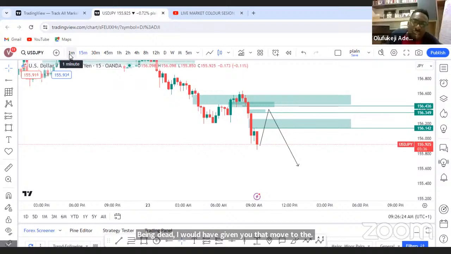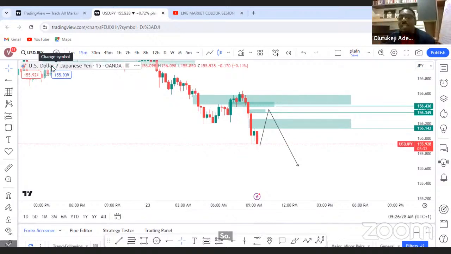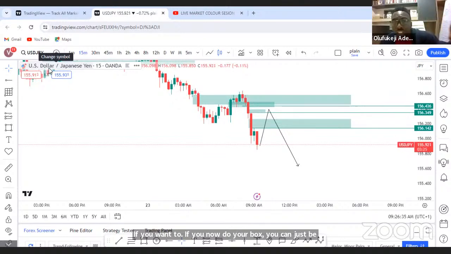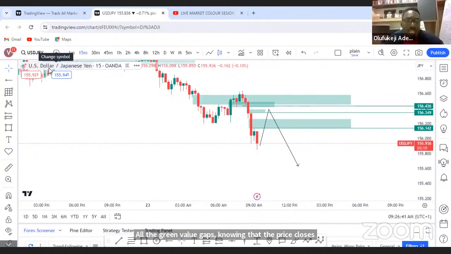All right. So box pattern. If you would now do your box pattern, you can just be marking all the green IFVGs, all the green fair value gaps, knowing that if price closes below those fair value gaps, it can signal a move to the downside and you can get your intraday trades.